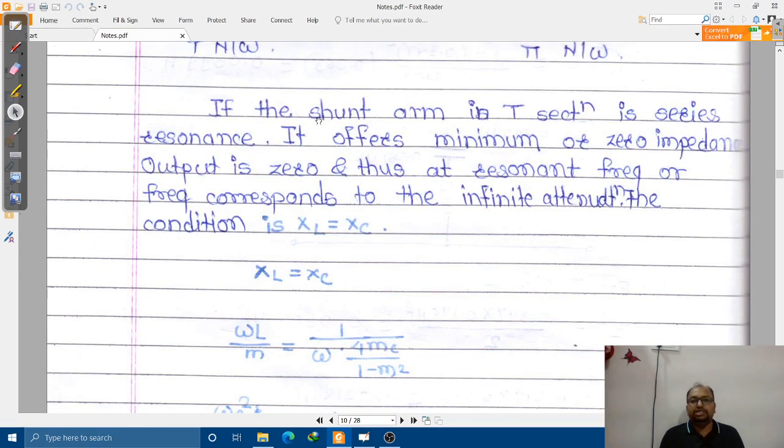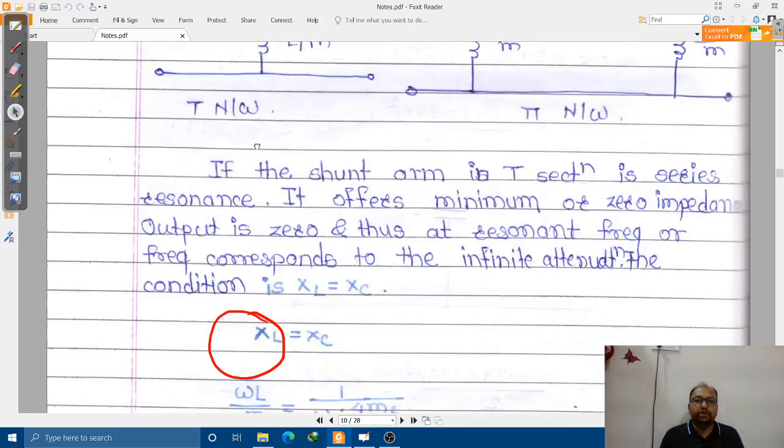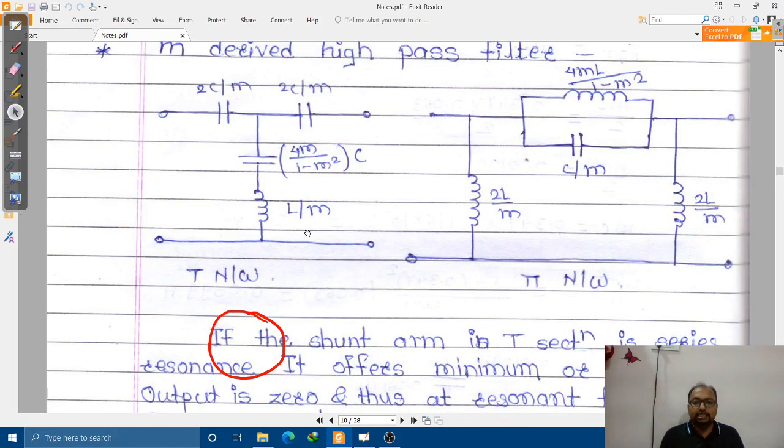Again, if the shunt arm in T section is series resonance, it must offer minimum resistance or zero impedance, and because of that the output is zero, and thus at resonance frequency, or the frequency corresponding to infinite attenuation, the resonance condition is XL equals XC. So what is XL? XL is nothing but omega L divided by M. Just check the series arm of your T network. What is XL? XL is omega L divided by M, right? As it is divided by M, it will be simply as it is.